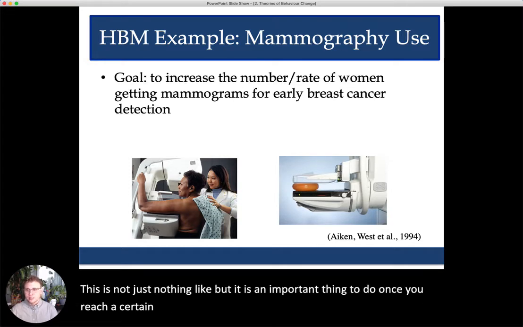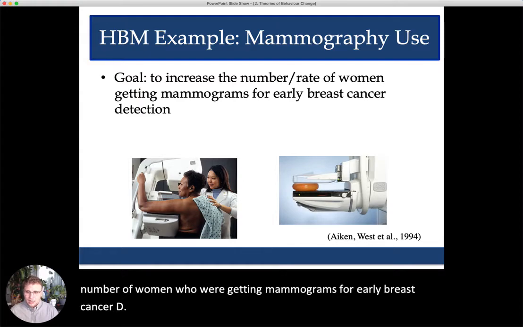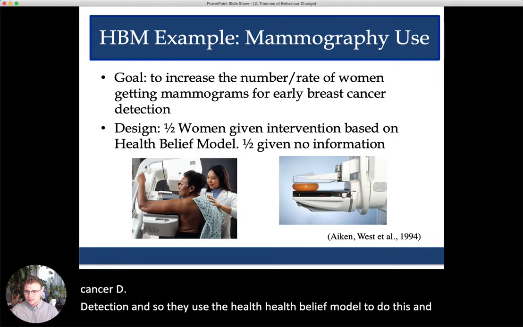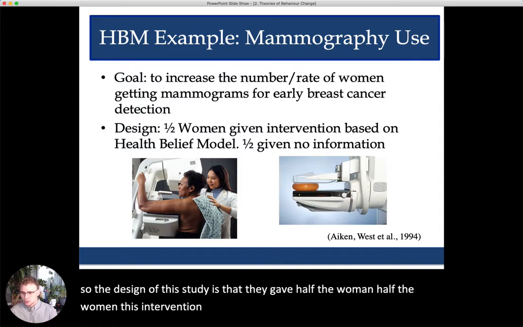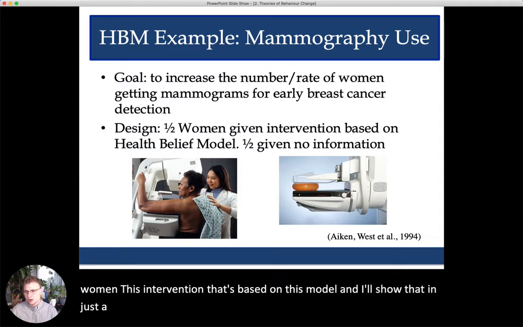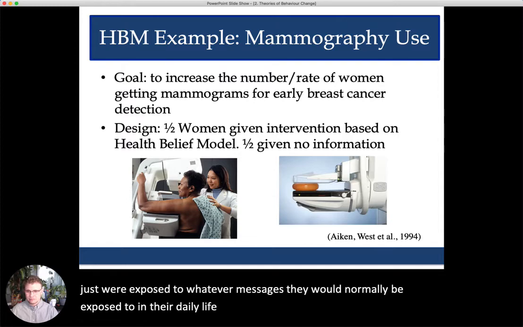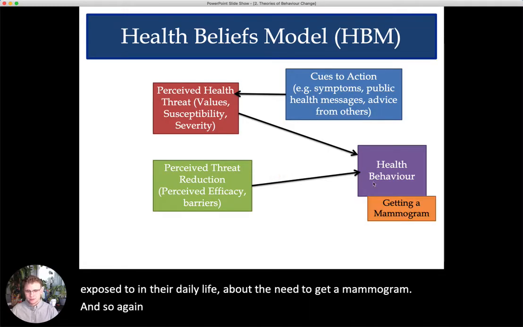And so the goal of this study was to increase the number of women who were getting mammograms for early breast cancer detection. And so they used the health belief model to do this. The design of this study is that they gave half the women this intervention that's based on this model, and I'll show that in just a second, and then half of them got no additional information. They just were exposed to whatever messages they would normally be exposed to in their daily life about the need to get a mammogram.